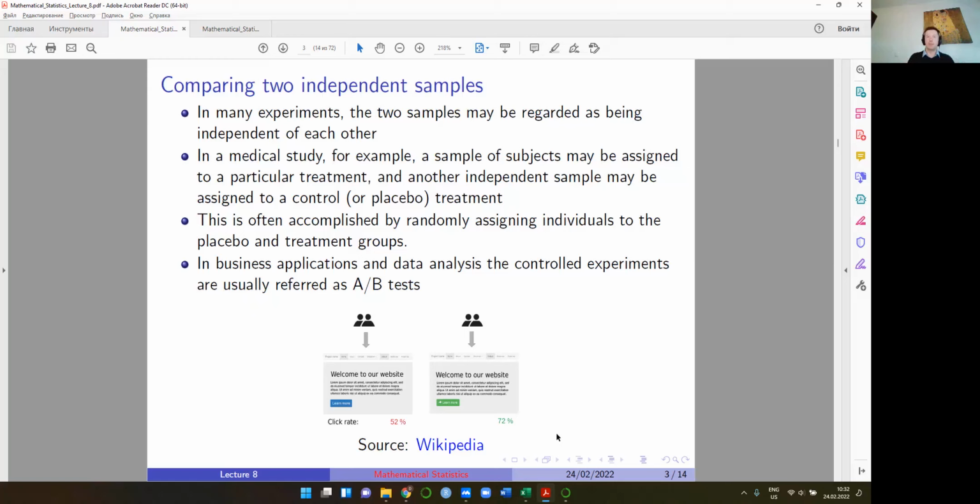You see that even business tries to apply those experiments, and we really need to understand how we can compare two samples, how we can compare the underlying parameters of these samples, whether the samples are different or the same, and whether the population parameters of them differ.